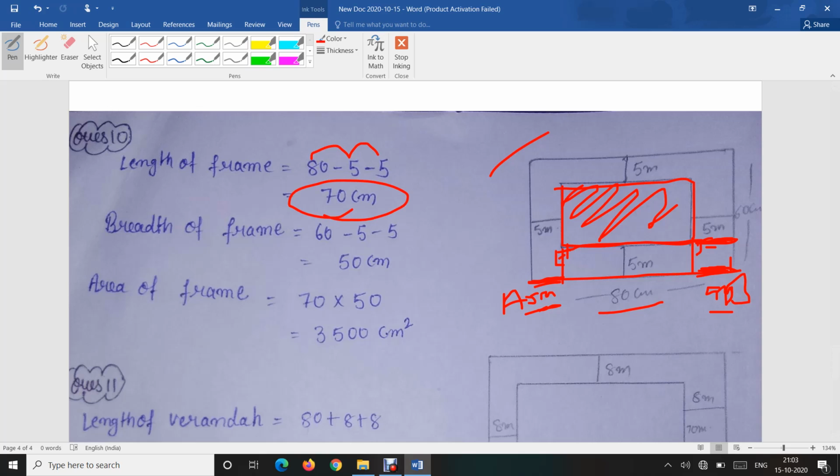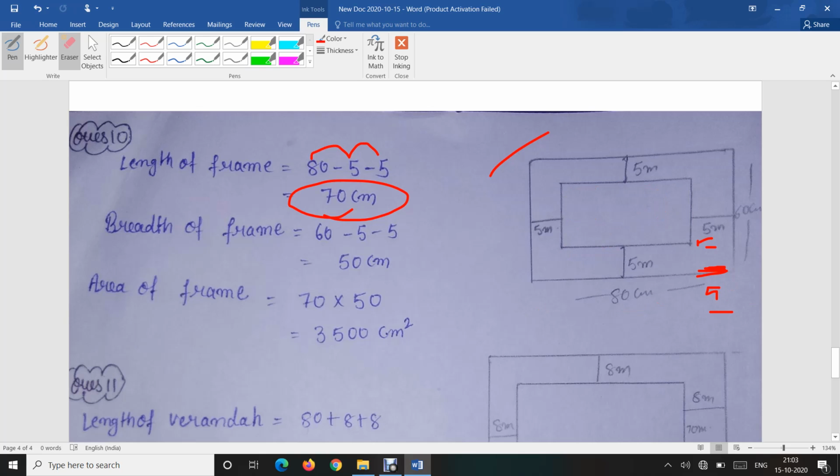Similarly, you can do it for the breadth. This is the breadth. This is E, F, G, H, and this is A, B, C, D. The breadth from B to C is 60 centimeter, but you require F to G only. That means only this portion. So you have to remove this portion and this portion from here.